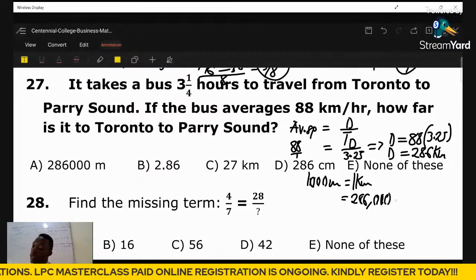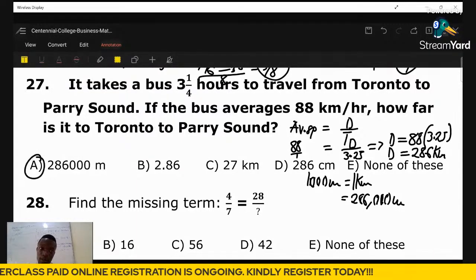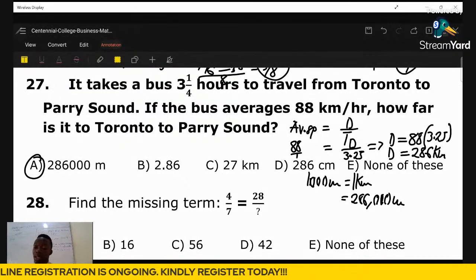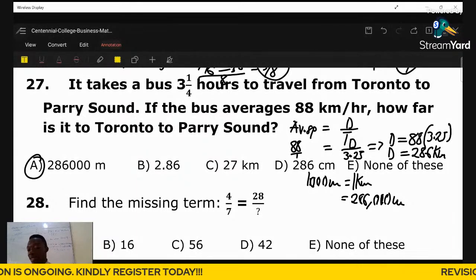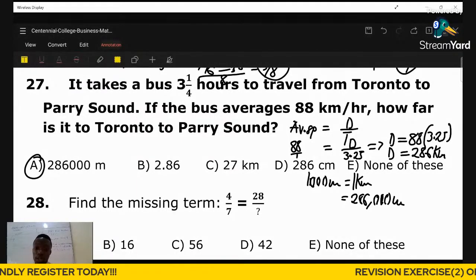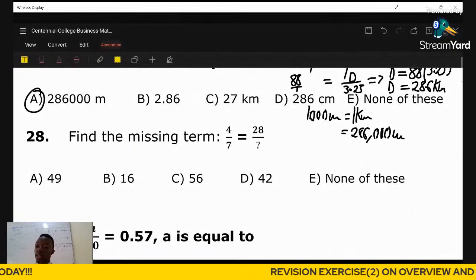286,000 meters. And that should be option A. So you convert from kilometers to meters, and you're going to arrive at 286,000 meters. And that should be A. So let's take note of that.